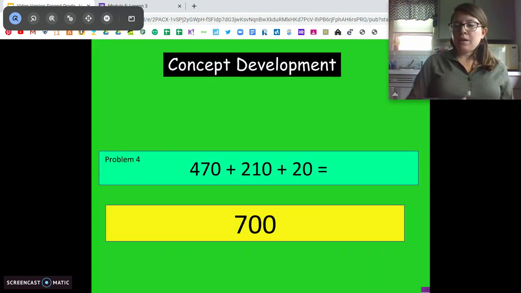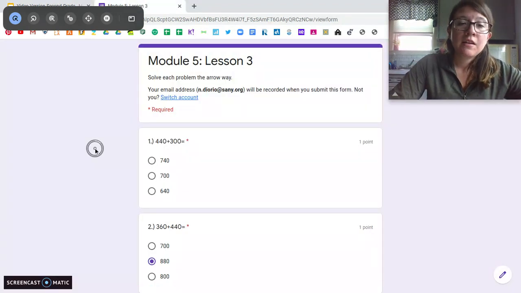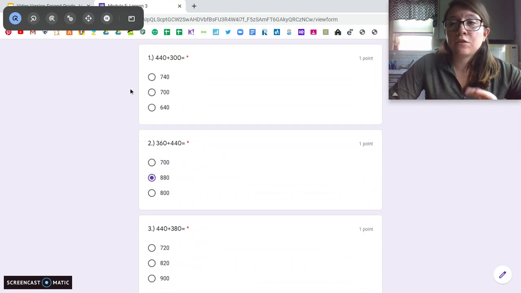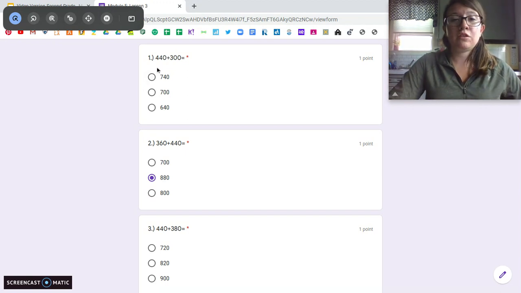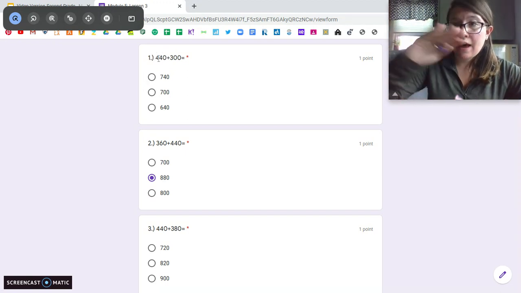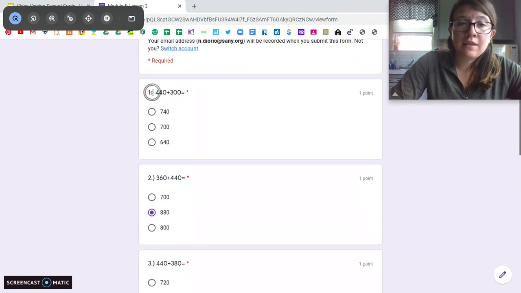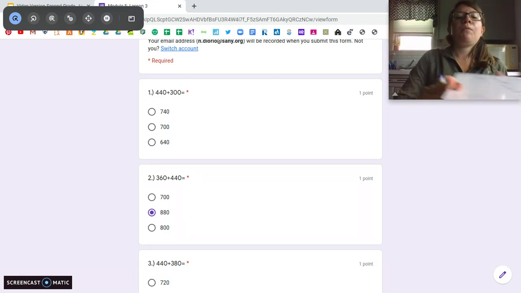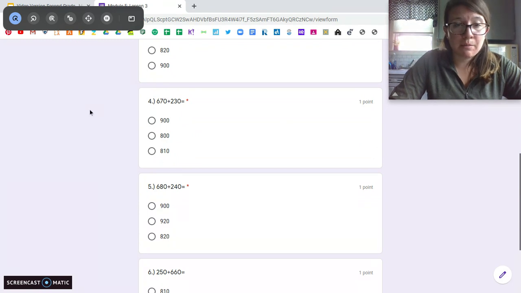Awesome work. All right. Your exit ticket today is going to be adding 2 3-digit numbers together just like we did today with the arrow method. So you're going to start at 440 and you're going to arrow method add. Okay? You're going to notice that numbers 2 and 3 build off of number 1 in the same way that we did here. So use what you know. Same thing with numbers 5 and 6. They build off of number 4.